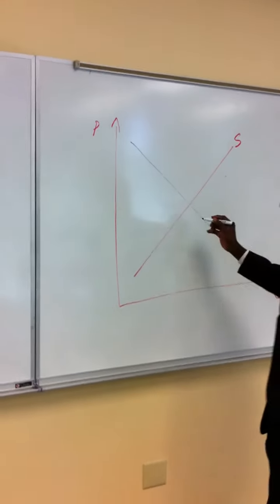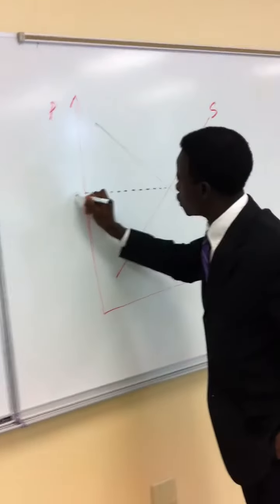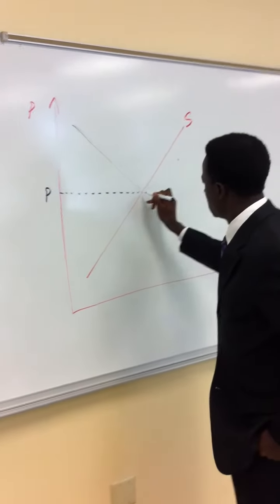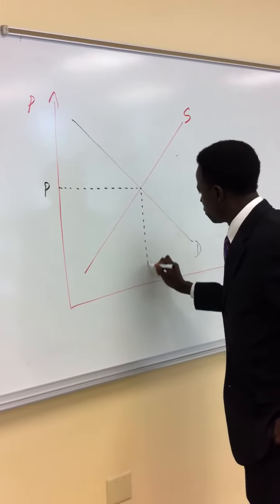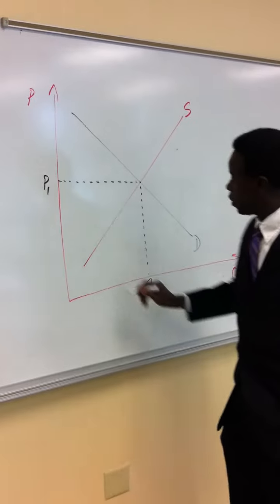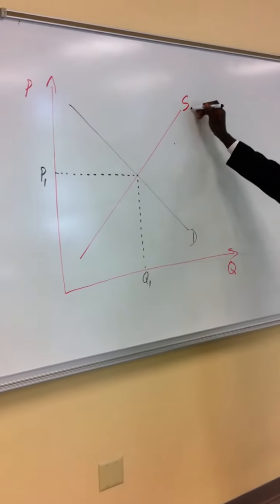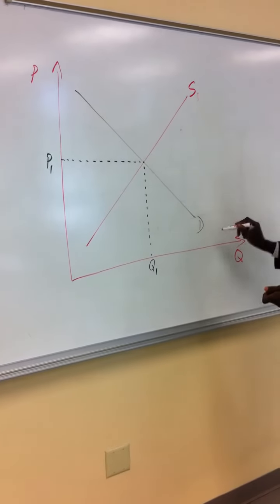Okay. Now, if the firm was bearing the full cost of production, if the firm is producing at efficiency levels, they will produce at the price P1 and at Q1. Okay, this is S1 and this is D1.